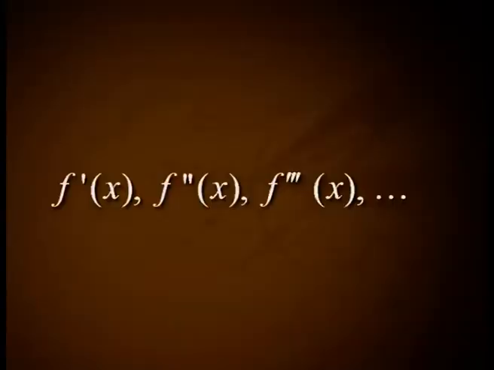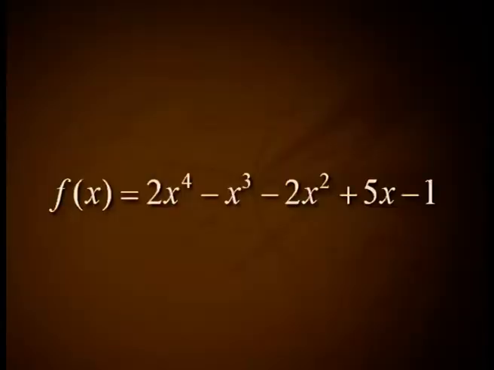Denote the results obtained by writing h in the place of x in the successive derived functions f'(x), f''(x), f'''(x), etc. Example 5. Let f(x) = 2x^4 - x^3 - 2x^2 + 5x - 1. Find the value of f(x + 3). Solution. We use the formula given in equation 2 with h = 3.